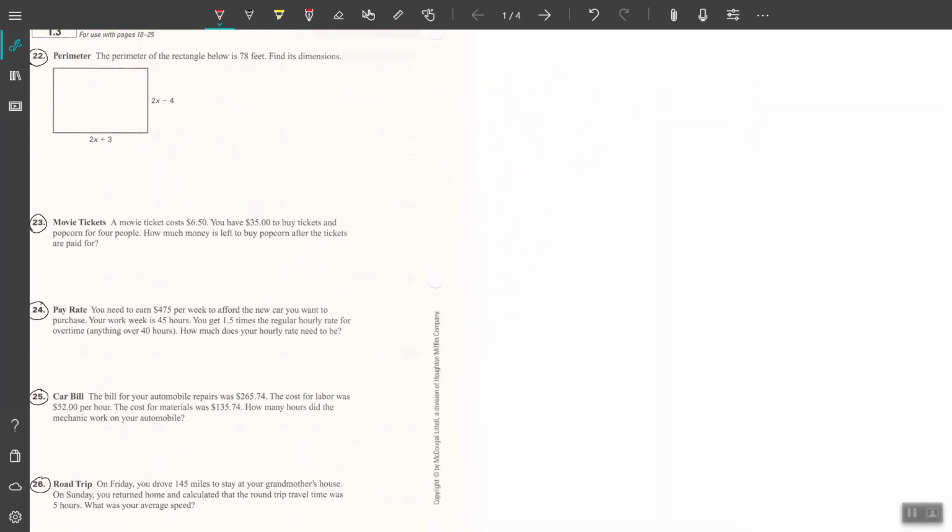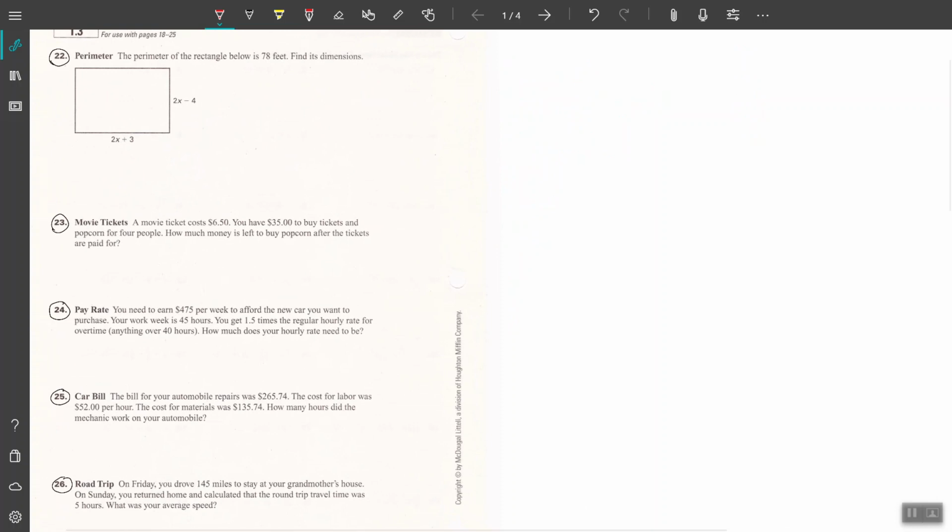On 23, you have a movie ticket that costs $6.50. You have $35 to buy tickets and popcorn for 4 people. And what they want to know is how much money is left to buy popcorn after the tickets are paid for. This one, again, not super complicated, but that's good because we can use that to help facilitate understanding unit rate again. You need to buy 4 tickets, and you know without any effort that you're going to need to take those 4 tickets and multiply by 650 to get an answer for how much it's going to cost you.